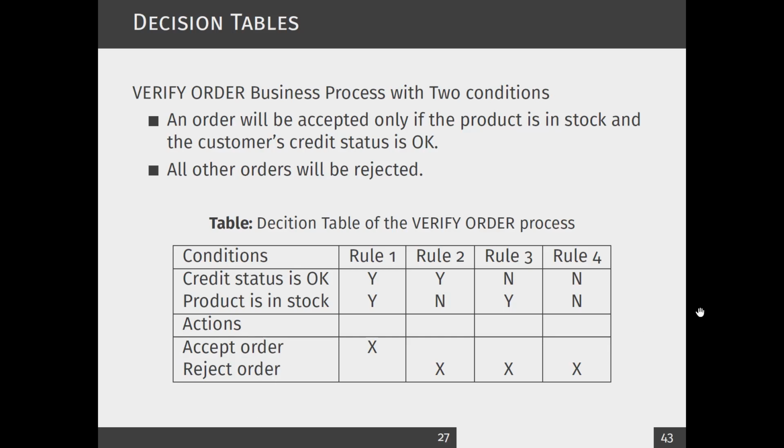So we know that based on that, we have to either accept the order or reject the order. The first step is you put it into a table structure like this. You identify conditions, then you identify the actions. Then we can create rules. Since we have two conditions, we can have 4 rules. These two could be yes-yes, yes-no, no-yes, no-no. That means all possible combinations are put in the table. Now we know that we accept the order when both conditions are set to yes. So when the credit status is okay and the product is in stock, you are going to accept the order. And in all the other cases, you are going to reject the order. So this is the table structure.